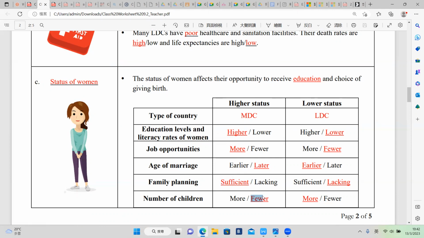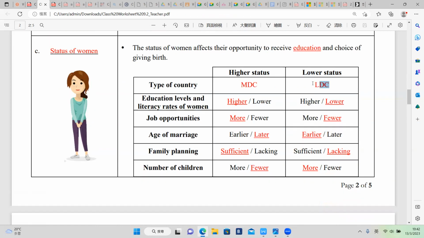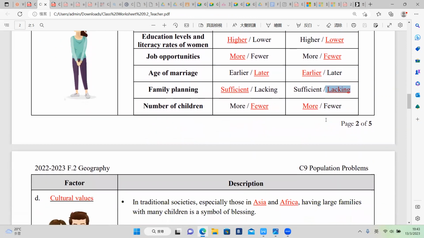Because of this, we are having fewer students. How about LDC? LDC has a lower education standard. Then for the women, they have fewer job opportunities, and they get married earlier, and they lack family planning, so they have more children.